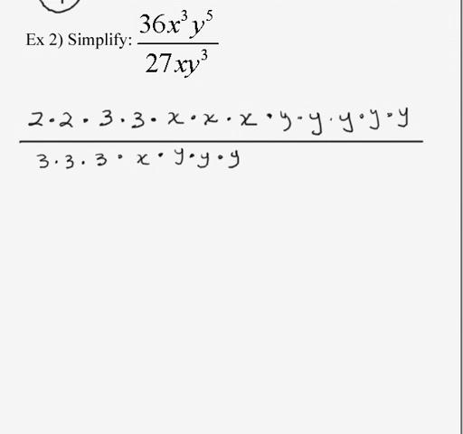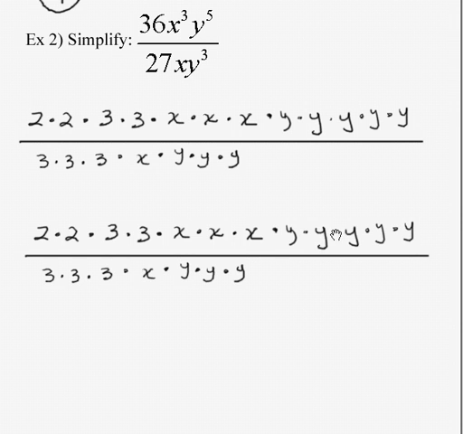And we're going to do the same thing, looking for factors in the numerator and denominator that are the same. We have a factor of a 3, that'll divide out to 1. We have another factor of 3 that'll divide out to 1. We have a factor of x that'll divide out to 1. We have a factor of y that will divide to 1. We have another factor of y and yet another factor of y that'll divide out to 1.